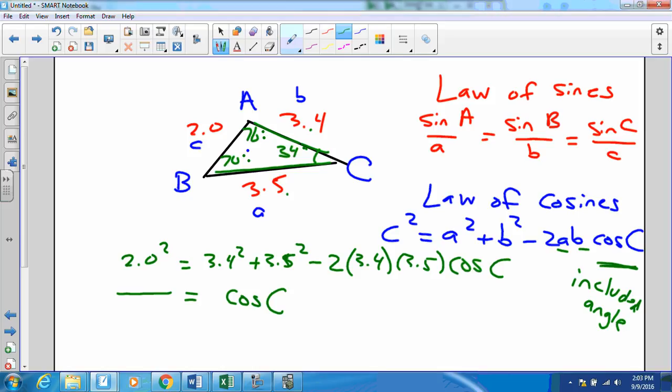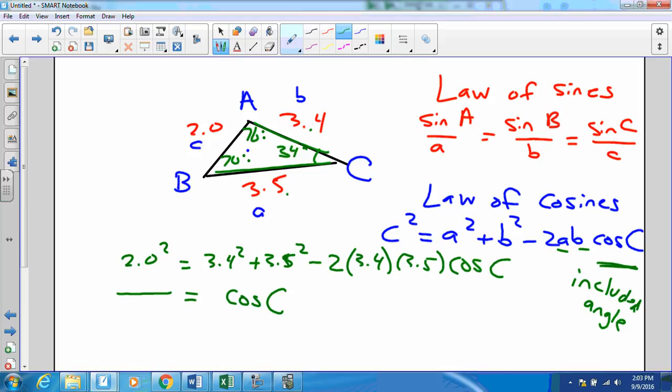You did this last year, right? Solving triangles? Yeah. You're kind of fuzzy on it. Does it make sense now? Okay, good.